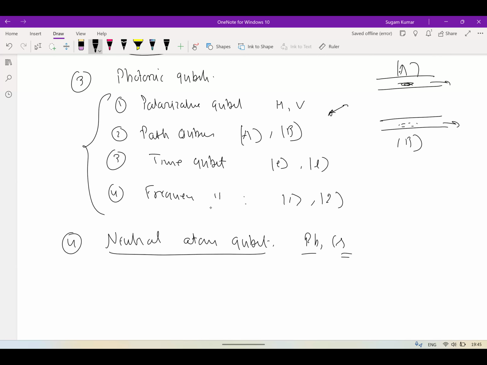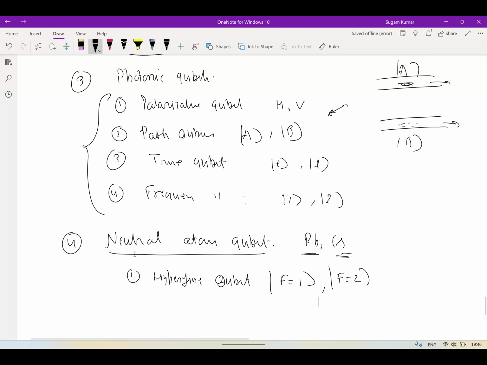So, for example, you can use the hyperfine level of rubidium and cesium, and the corresponding qubit is called the hyperfine qubit. And those states you can use, let us say F equal to 1 or F equal to 2. These two states can be used as the qubits. So all the trapped atoms, rubidium and cesium, give you this flexibility.